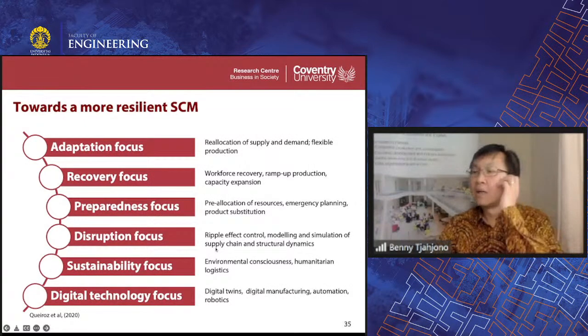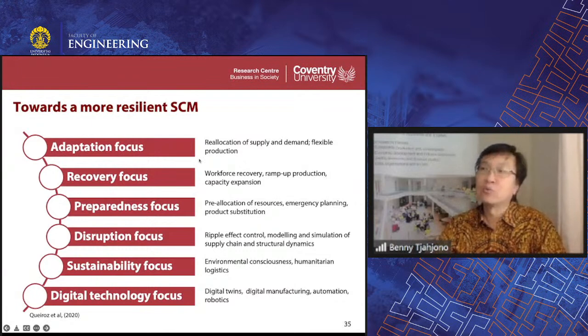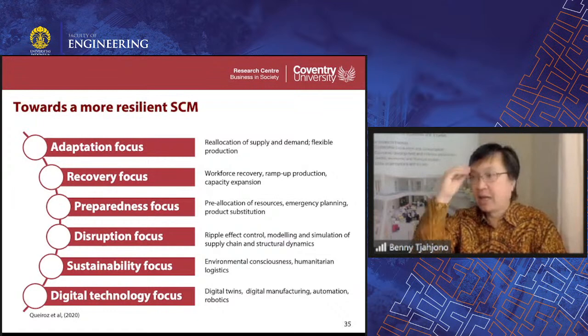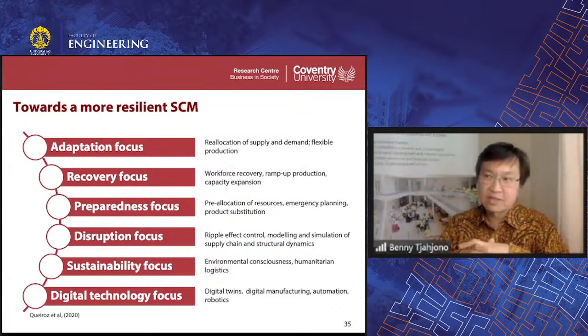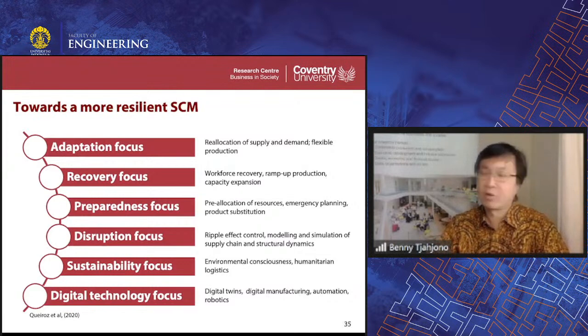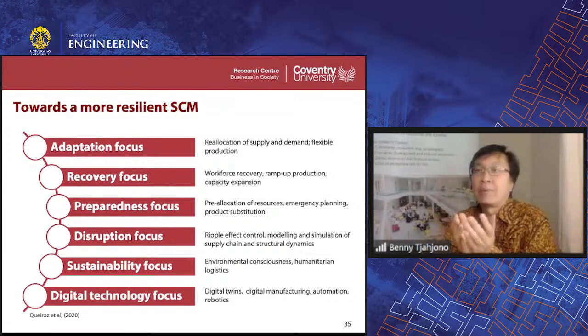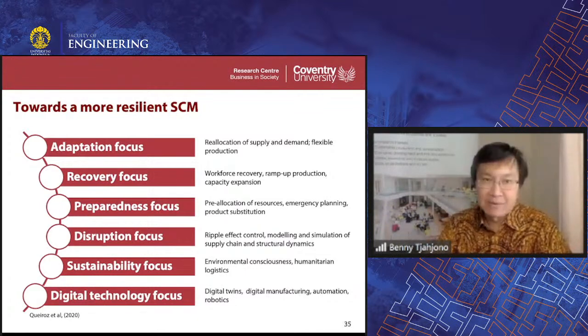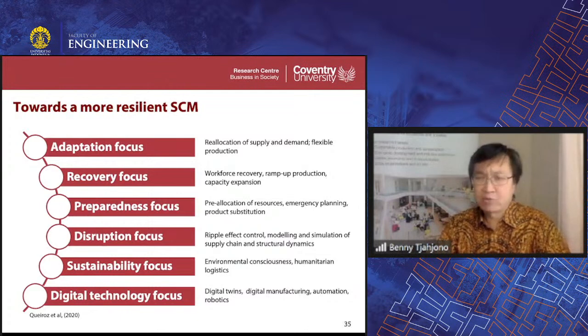There are some strategies, if you like, on how to move towards a more resilient supply chain. According to Keros, there are 6 strategies that manufacturers can use when trying to become more resilient. First, they need to be adaptive, so they need to focus on adaptation. They need to be able to recover quickly, so companies adopting a recovery focus will think about recovering quickly. Then a preparedness focus: those companies need to prepare for the next pandemic. Then disruption focus: how they are navigating during the disruptions.